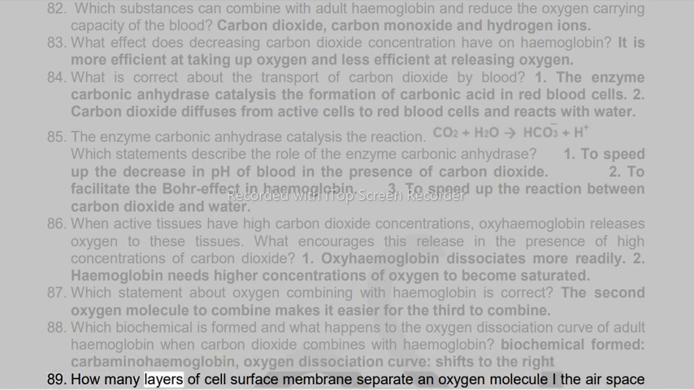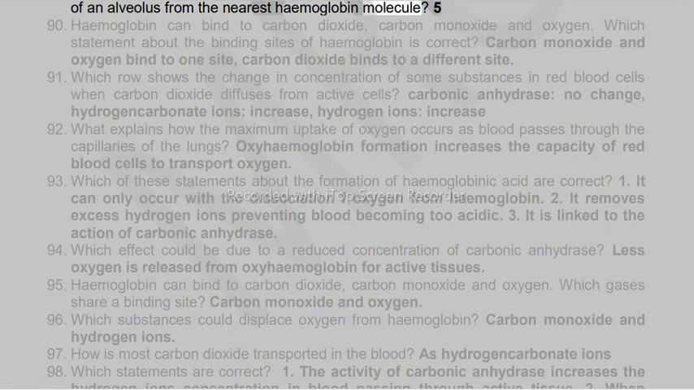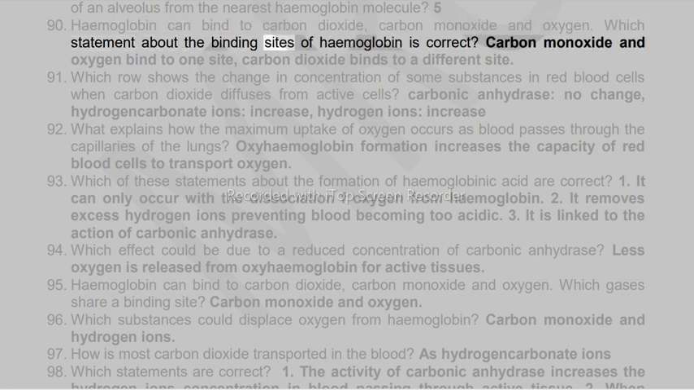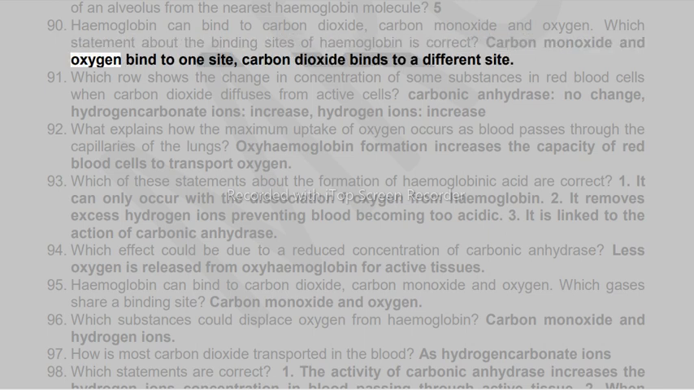89. How many layers of cell surface membrane separate an oxygen molecule in the air space of an alveolus from the nearest hemoglobin molecule? 5. 90. Hemoglobin can bind to carbon dioxide, carbon monoxide, and oxygen. Which statement about the binding sites of hemoglobin is correct? Carbon monoxide and oxygen bind to one site, carbon dioxide binds to a different site.